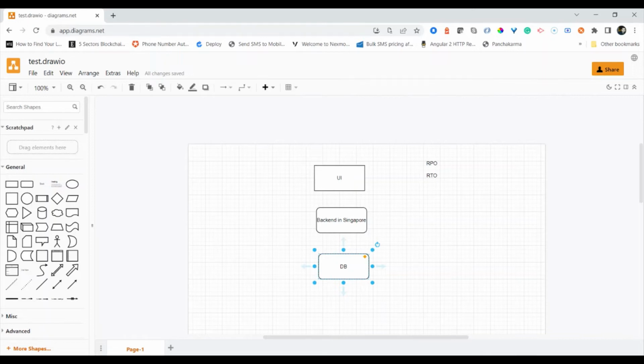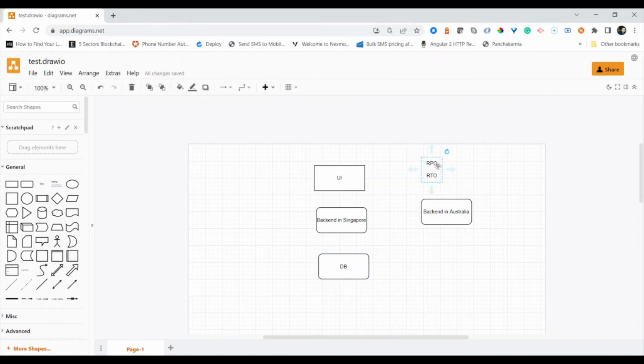RPO is recovery point objective, which means till which point you had the latest backup, and till which point of the database you can go back while you are creating your server in another region to manage the disaster. Let's say we are talking about the Singapore region. So I am creating my backend server now for managing the disaster recovery in the Australia region, for example. Now, when the disaster came, the database might have lost something, and the data got lost because of the disaster.